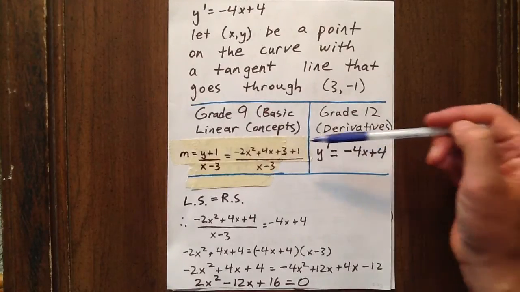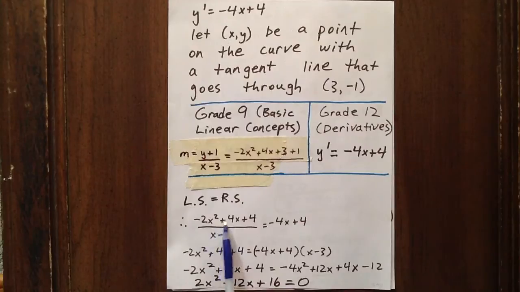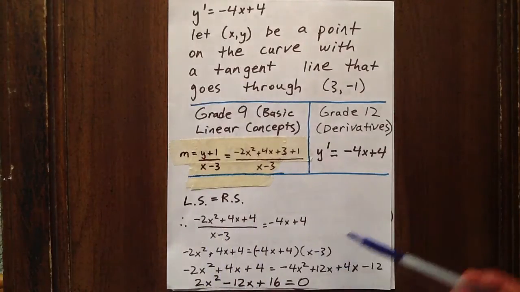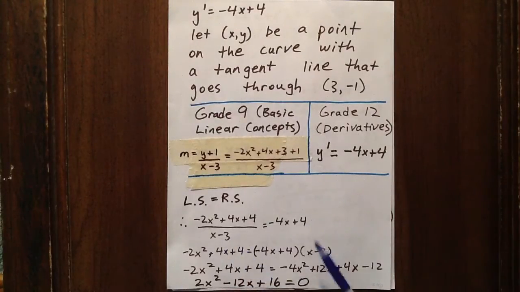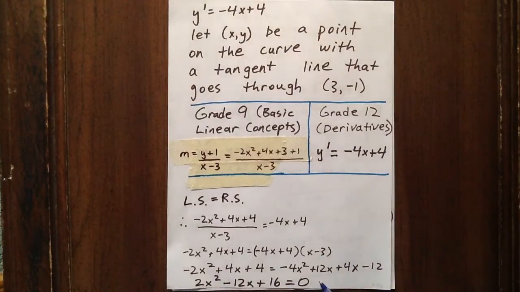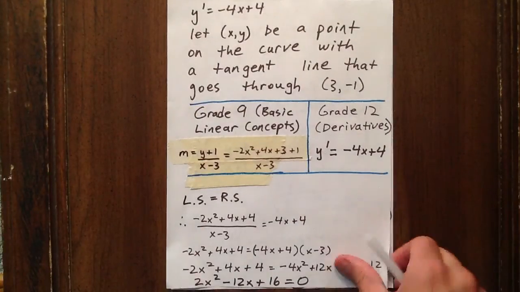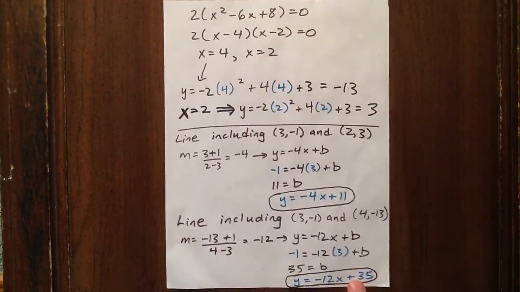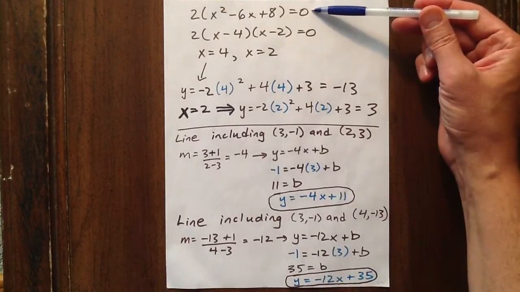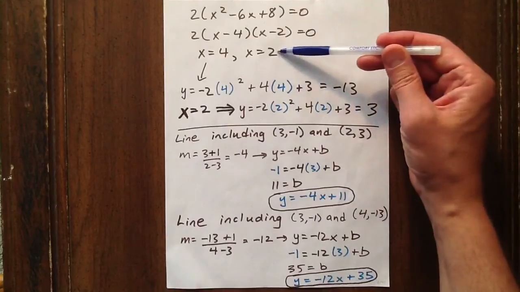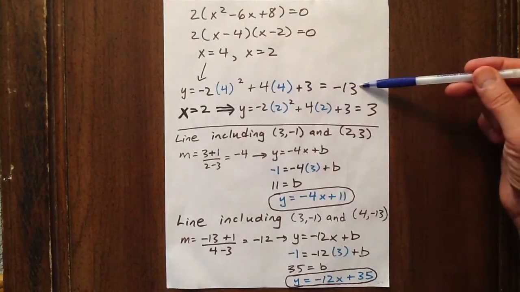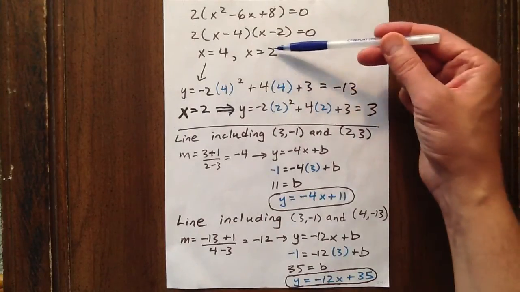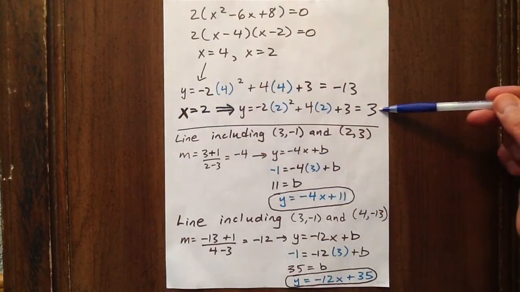Well, setting this derivative equal to this slope means (-2x² + 4x + 4) over (x - 3) equals -4x + 4. At this point, we can multiply both sides by x - 3, and we get a long quadratic equation which simplifies to 2x² - 12x + 16 = 0. Since it's a quadratic, we set one side to 0, which we've done, factor, and we get x = 4 or x = 2. At x = 4, the y value on the curve is -13. At x = 2, the y value on the curve is 3.